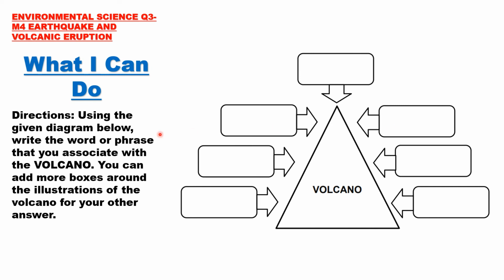What I Can Do. Using the given diagram below, write the word or phrase that you can associate with volcano. You can add more boxes around the illustrations of the volcano for your other answers. So write words associated with volcano. You can write as many as you can.